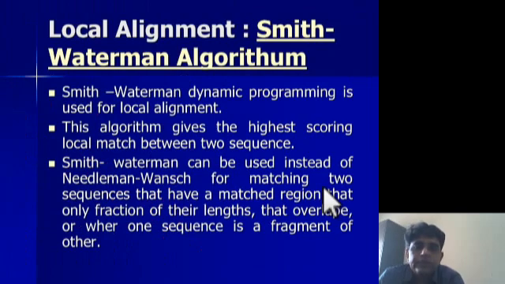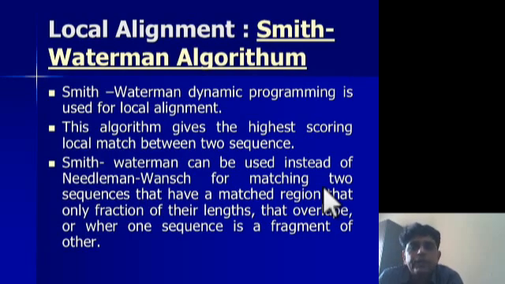Now we are going for the second alignment. The second alignment is the local alignment. As we have seen in the earlier lecture, local alignment is basically looking for the similarity in the substring. So instead of comparing the entire sequence to the entire other sequence, whatever local sequences are getting matched, that we are trying to match. And for that, the Smith-Waterman algorithm is utilized. So the Smith-Waterman dynamic program is used for the local alignment, and this algorithm gives the highest scoring local match between the two sequences.